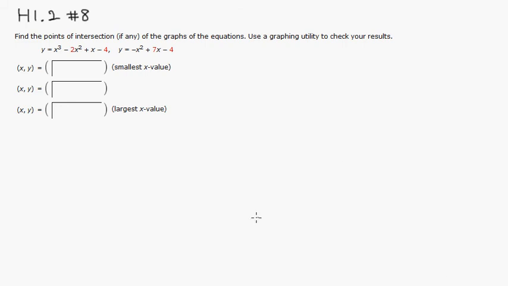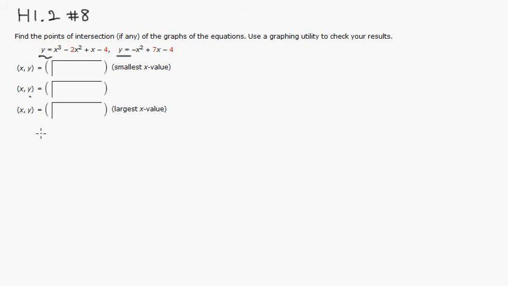Okay, I would like to go over homework 1.2 problem number 8. It looks like there are a couple of equations given, and we want to find points of intersection. Both of them are in the form of y equals, so we can just set them equal to each other. Let's do that first.